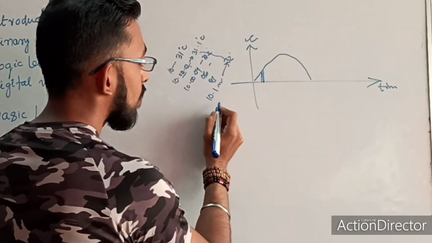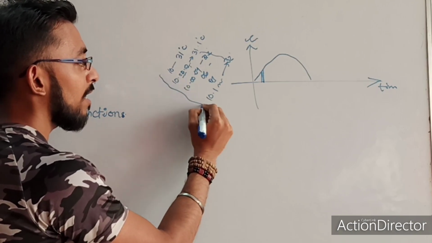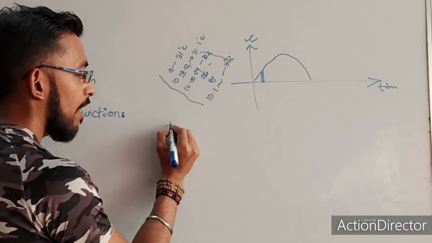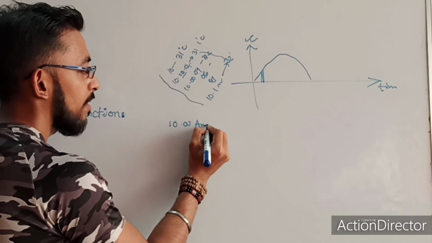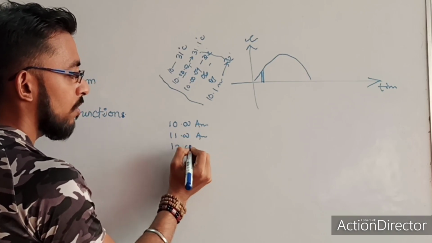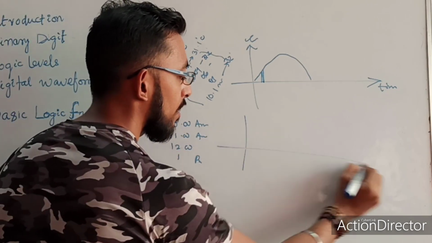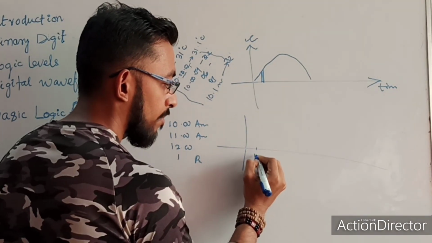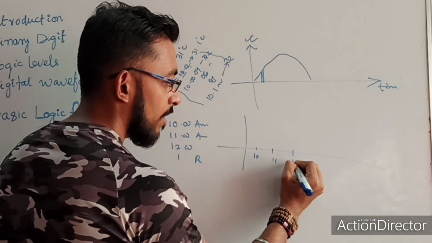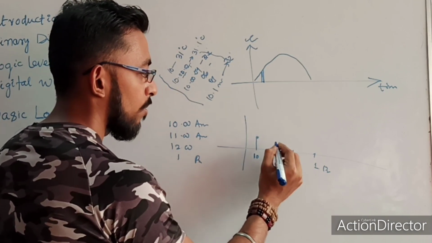So what am I going to do? Now I am going to discretize the time. Means I am not going to ask at certain intervals. I am going to ask at 10 a.m., then at 11 a.m., then at 12 noon, then at 1 p.m. I am going to ask like that. Then what will happen? This is my 10 a.m. temperature. So this is my 11. This is my 12 noon. This is 1 p.m.